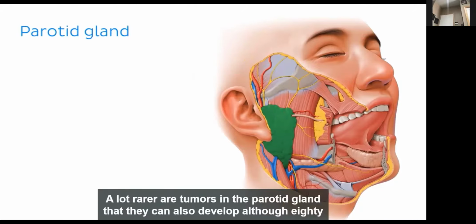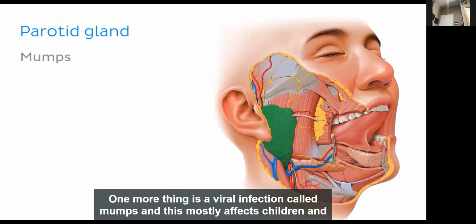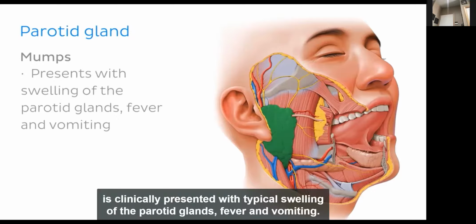A lot rarer are tumours in the parotid gland, but they can also develop, although 80% of them are usually found to be benign. One more thing is a viral infection called mumps, and this mostly affects children and is clinically presented with typical swelling of the parotid glands, fever, and vomiting.